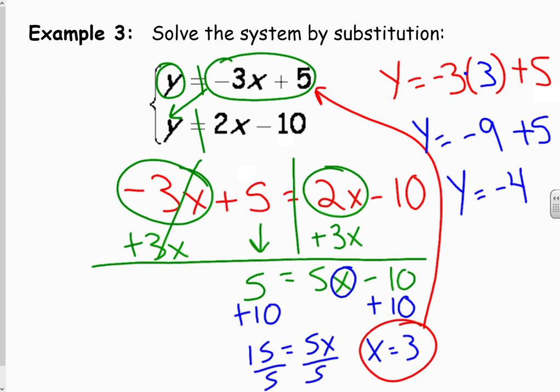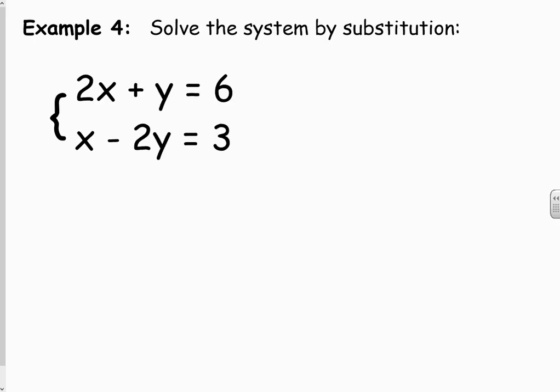For our final answer, we know we have an ordered pair. We know x is 3. We know y is -4. If your answer is not written as an ordered pair, it would not be correct. Again, that's where the two lines cross on a graph. Pause the video now as you try example 4. Press play to go over your answer.